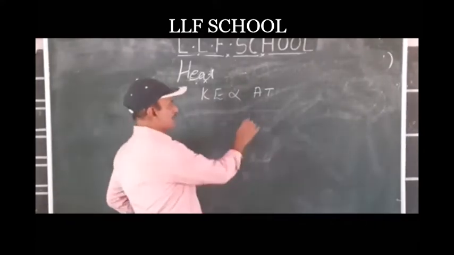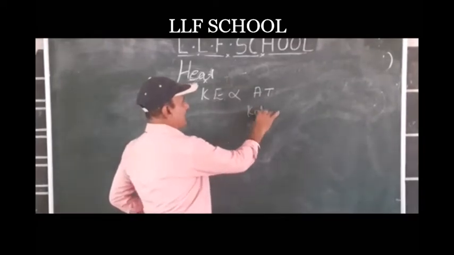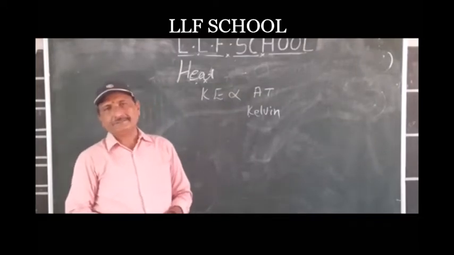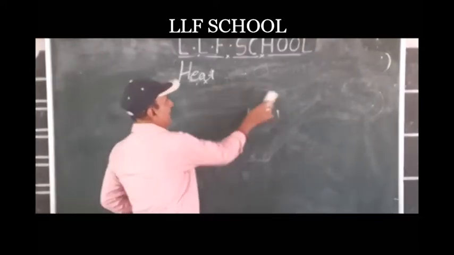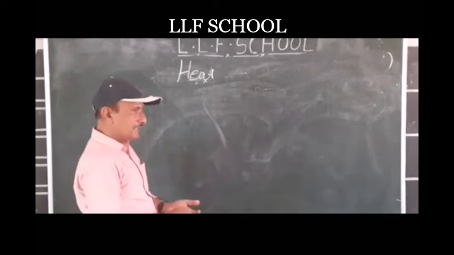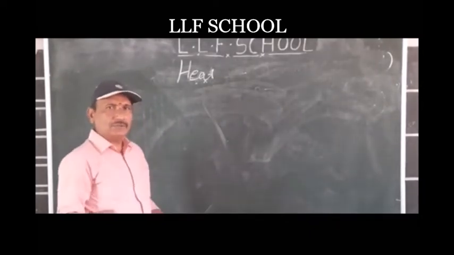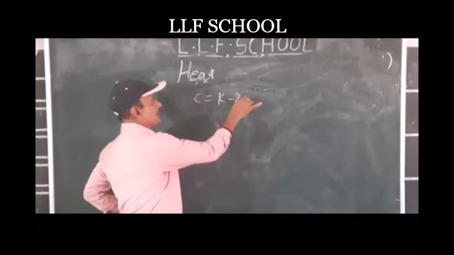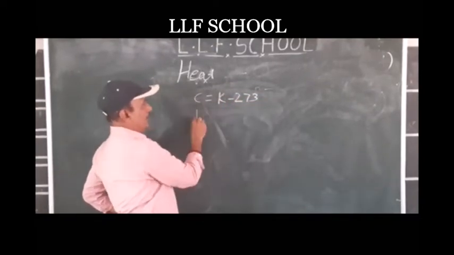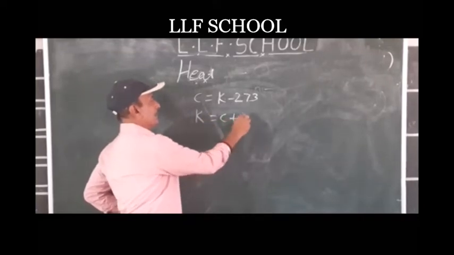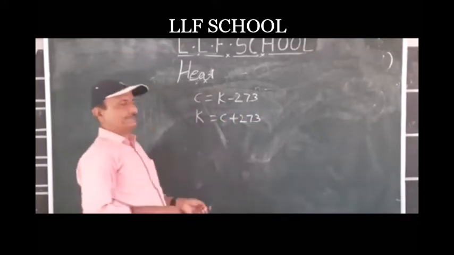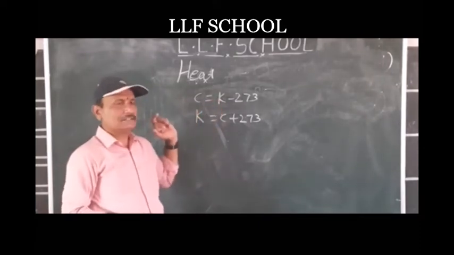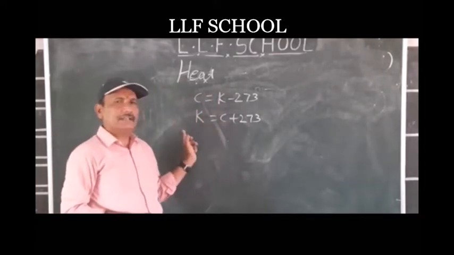Absolute temperature means the Kelvin scale of temperature. To change the Kelvin scale to the Celsius scale or the Celsius scale to the Kelvin scale, C equals K minus 253, or K equals C plus 270. That is the conversion of Kelvin scale to Celsius, and Celsius scale to Kelvin.